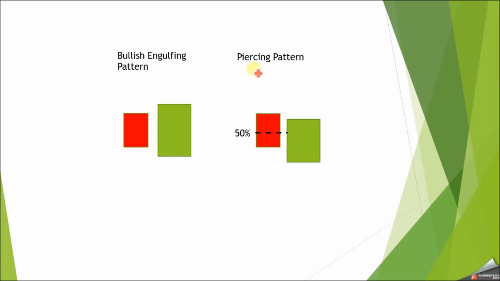Another bullish reversal indicator to look for today is the piercing pattern, where once again we gap down to start at the opening today, and we finish above the 50% mark of yesterday's candle.